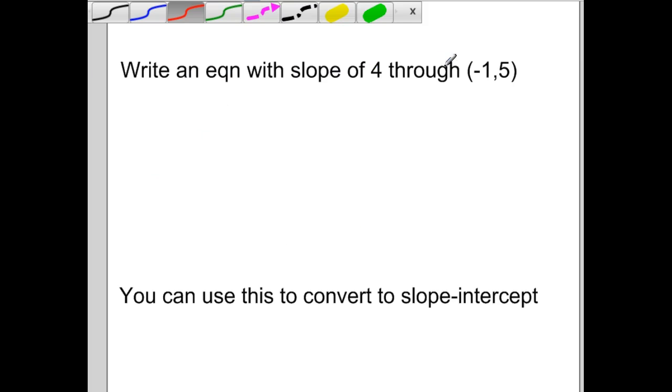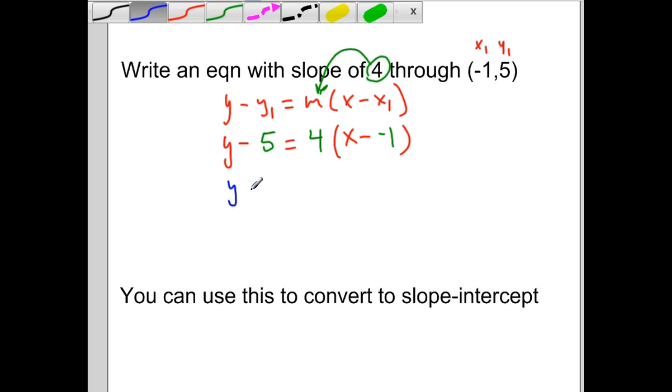Write an equation with slope of 4 through this point. So once again, here's x1, here's y1. You got the formula, or the form I should say. Looks something like this. And then you're going to substitute the x1, y1, and the m. It should look something like this. And I'm just going to clean it up a bit. We don't like to have two symbols next to each other. So I'm going to make this minus a negative, make it a plus. There you go. That's it.